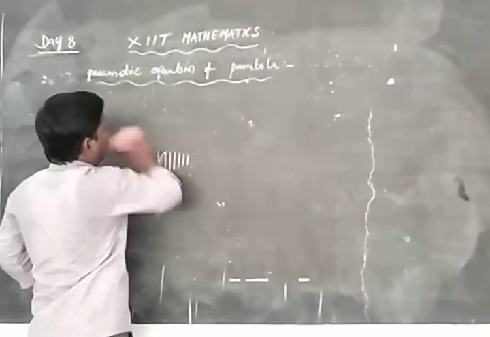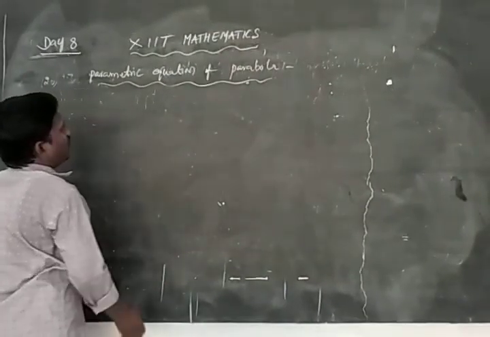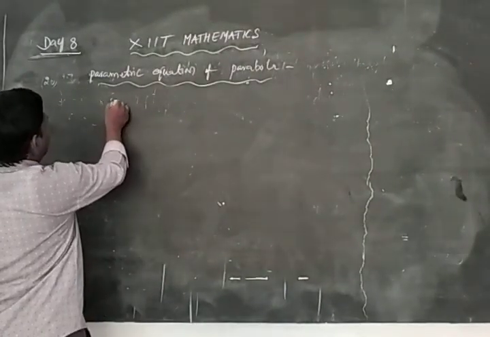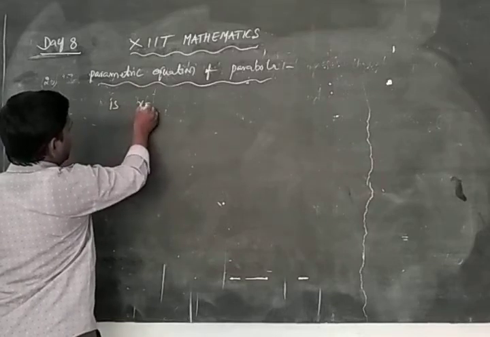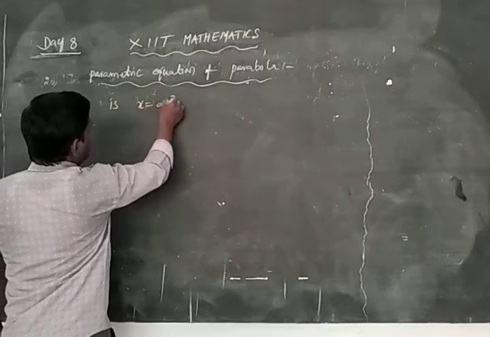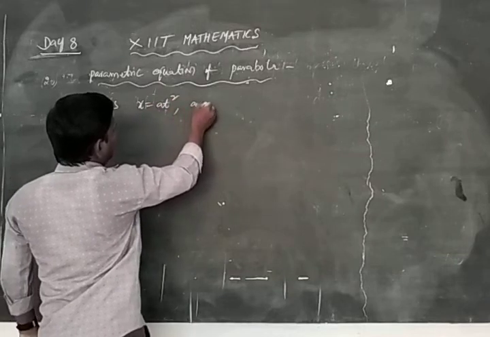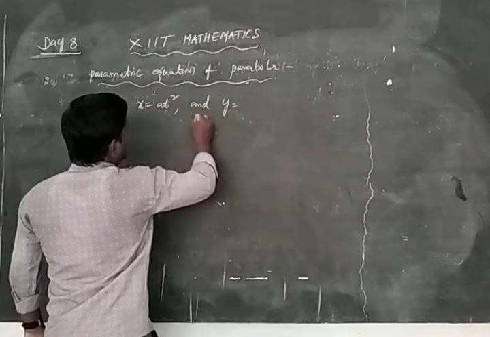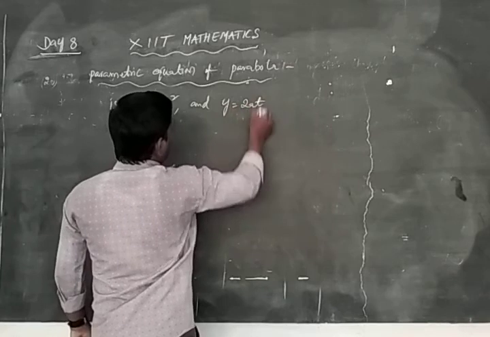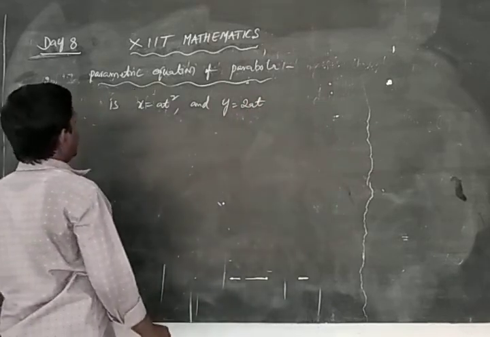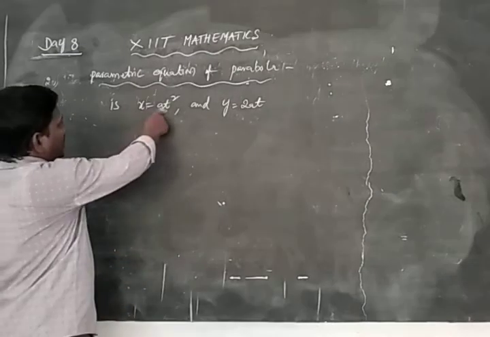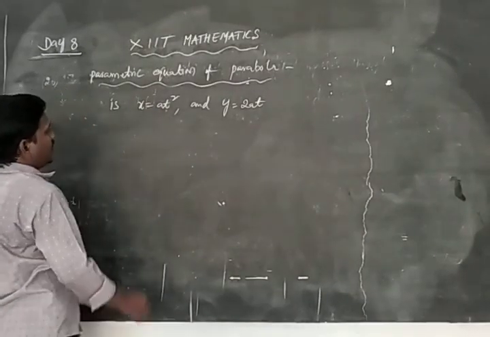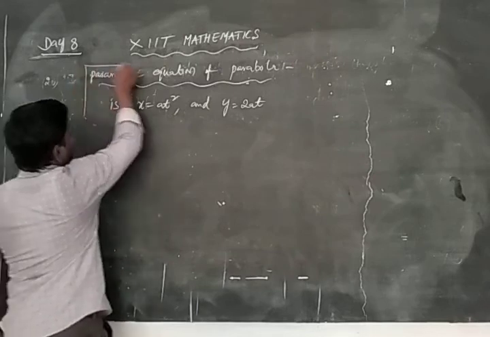So the parametric equations of parabola are x equal to at square and y equal to 2at. The parametric equation of parabola is x is equal to at square and y equal to 2at. Keep in brackets.